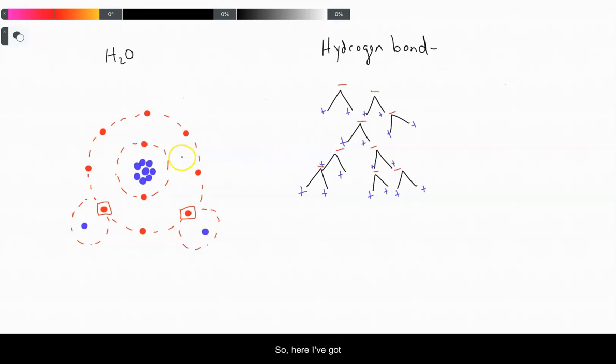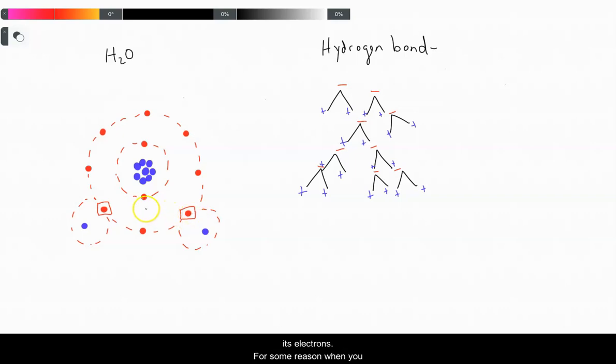So here I've got water, so H2O. This is oxygen here, 8 protons in the nucleus, which means 8 electrons in the shells outside, 2 in the first one, 6 out of 8 in the second one. And then here's hydrogen filling the 2 empty slots in the outer shell of oxygen with its electrons.